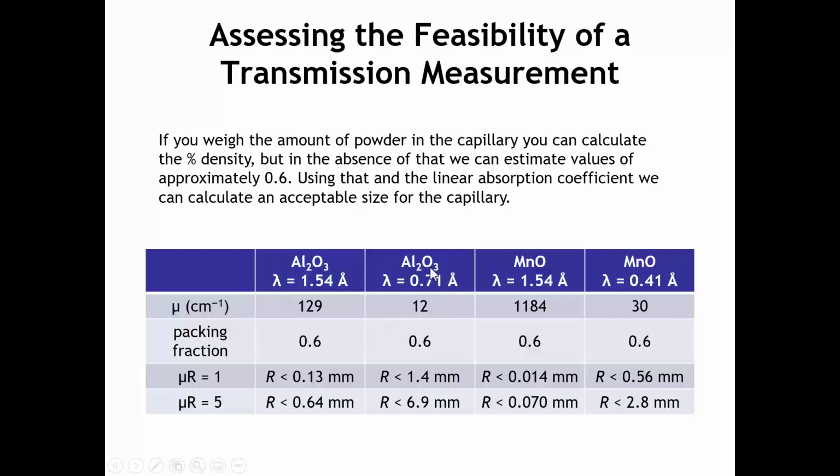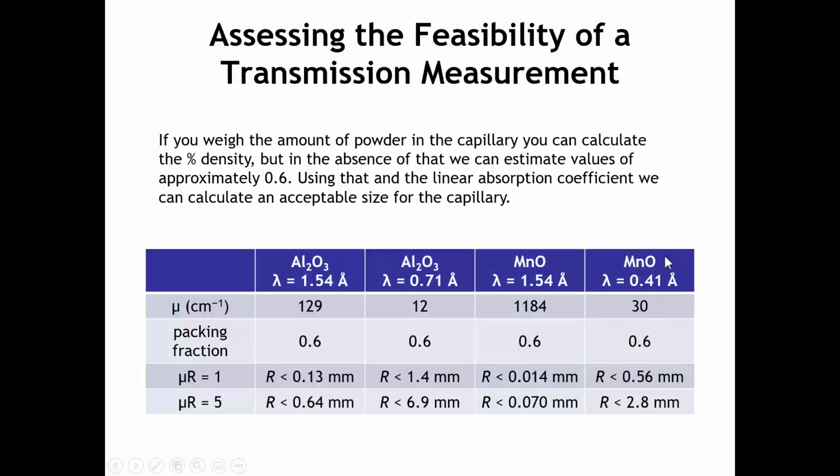If you go to a molybdenum X-ray source, you can see that we can use even larger capillaries. Now, generally, we're not going to use a capillary that's 1.4 centimeters. That will degrade your resolution significantly. But the point being that here we don't really have to worry about absorption effects. If we were to look at the manganese oxide for the 1.54 angstrom wavelength, we've got some problems here. We don't want the diameter of our capillary to be any bigger than 0.14 millimeters. Well, that's a very narrow capillary, and I would say good luck filling that.